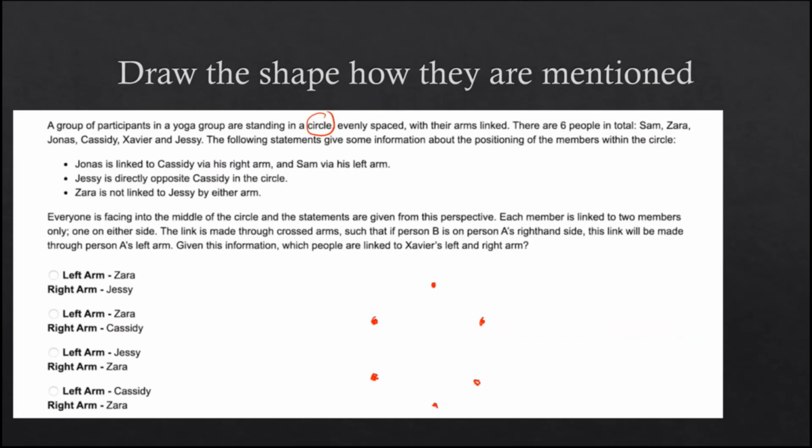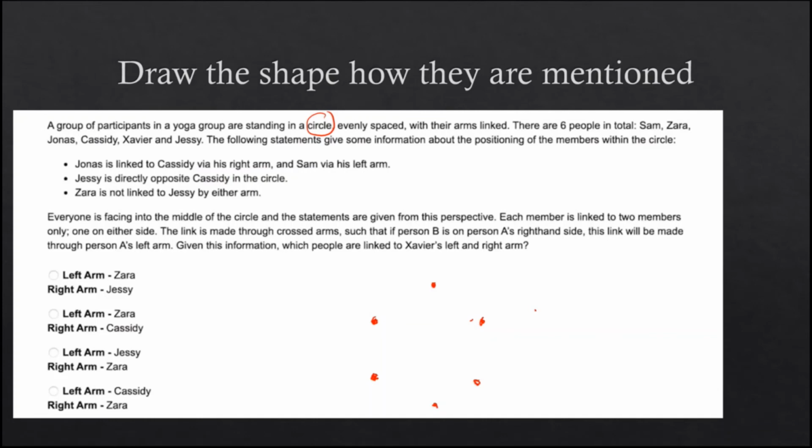So in the first statement, we've been told that Jonas is linked to Cassidy via his right arm, and Sam via his left arm. Jesse is directly opposite Cassidy in the circle. Zara is not linked to Jesse by either arm. And then it states that everyone is facing into the middle. So I know that everyone is facing into the middle, not the other way around. And the statements are given from this perspective.